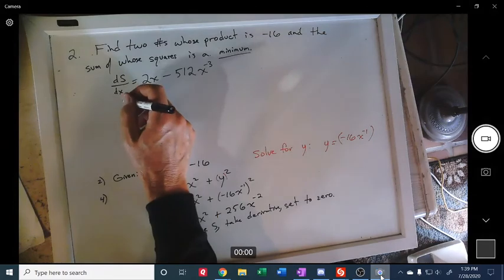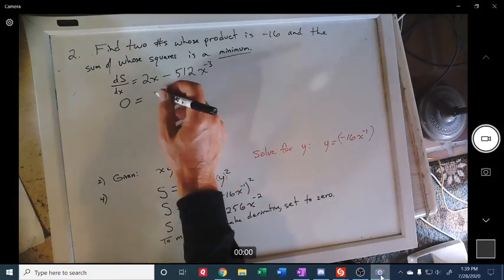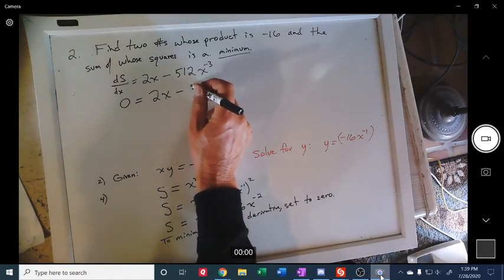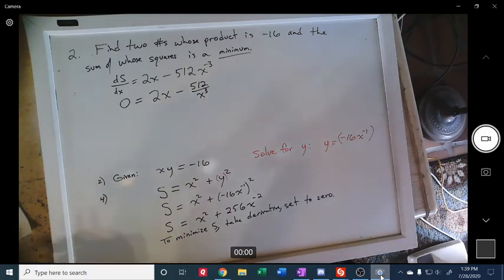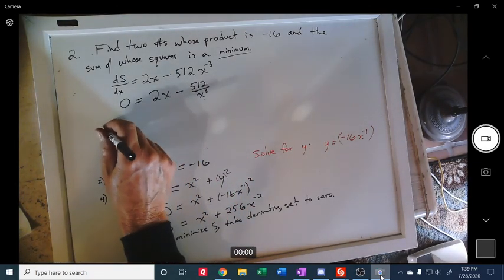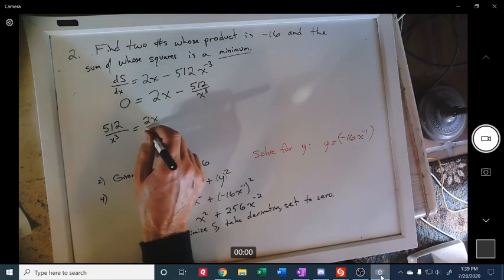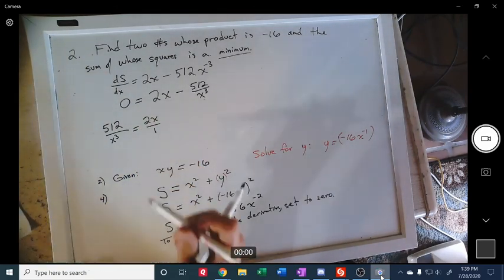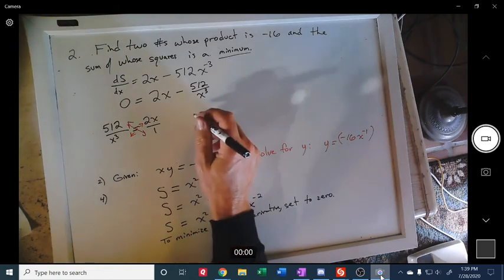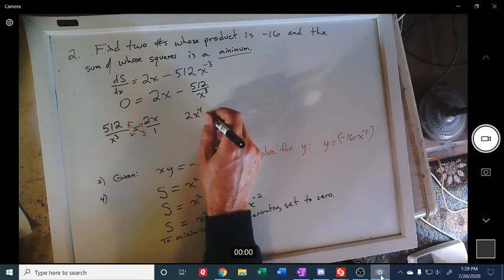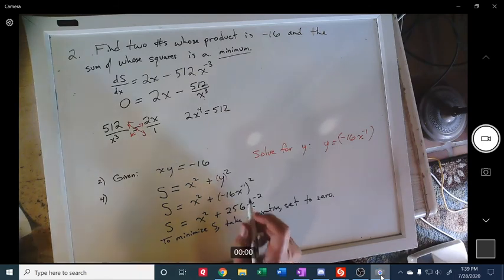Okay, and then I'm going to set this to 0. And when I set it to 0, I'm also going to factor out, well, no, I won't. I'm going to put it back to this format. I'm going to move this to this side. And then I'm going to cross multiply. They have to be equal to each other. So 2x to the 4th is going to be 512. Divide both sides by 2.